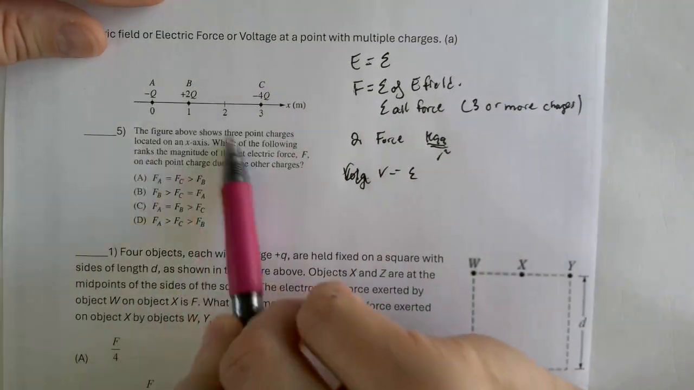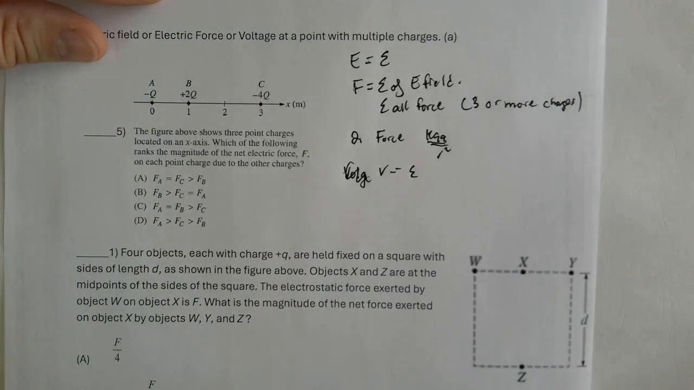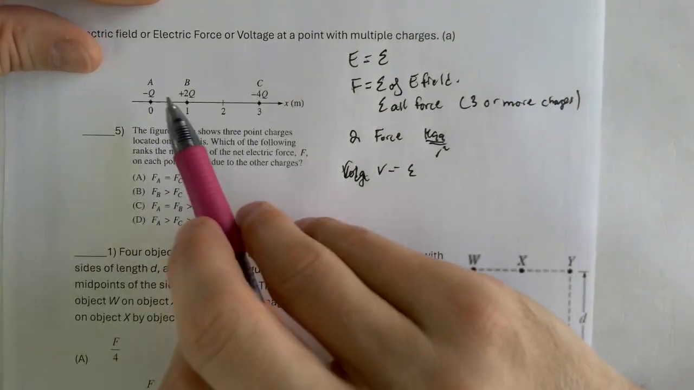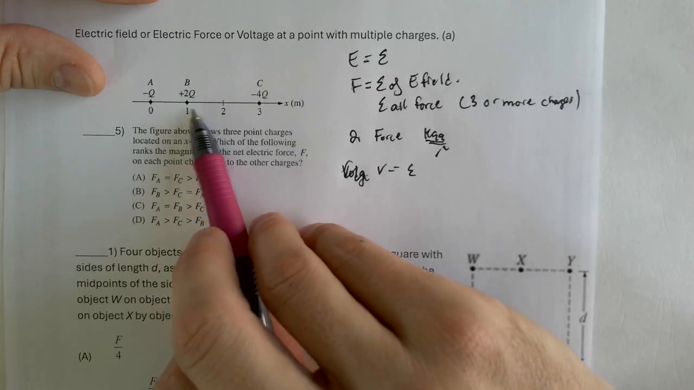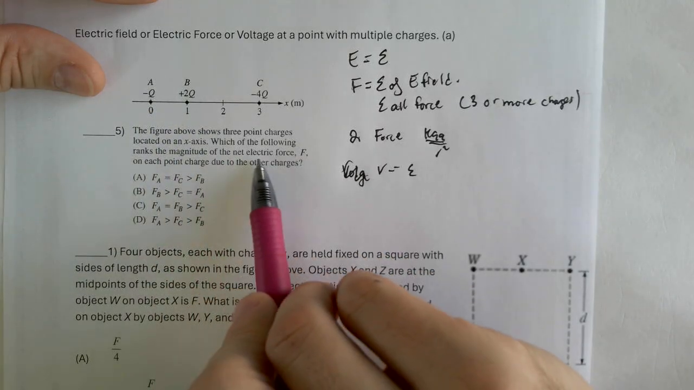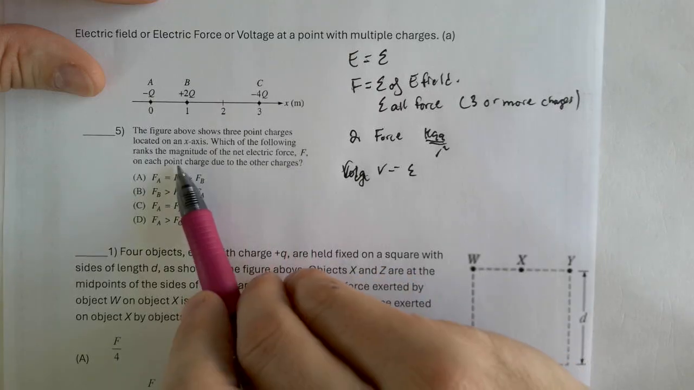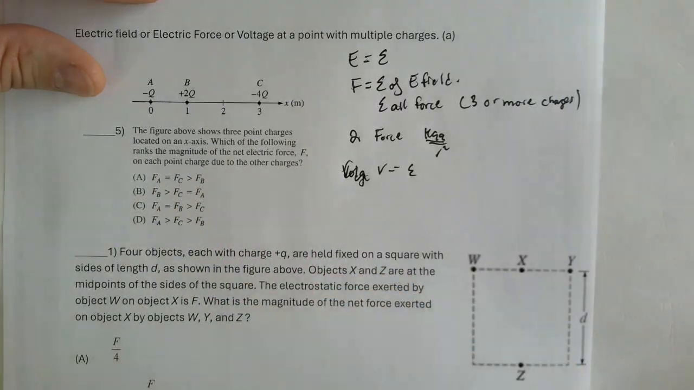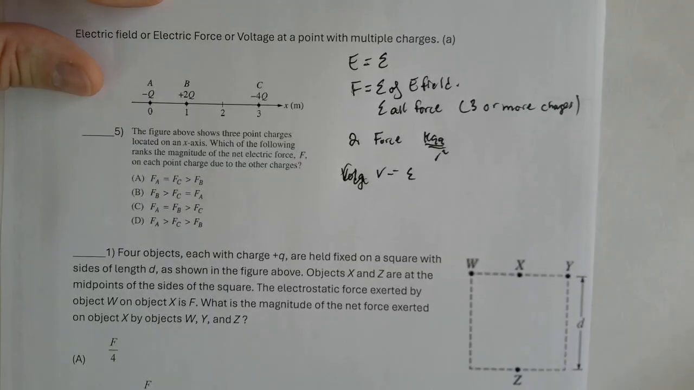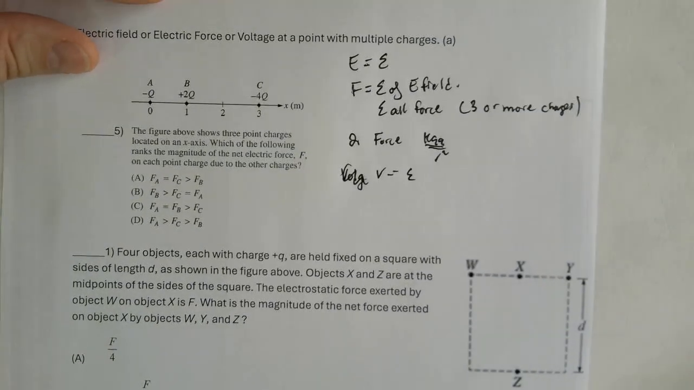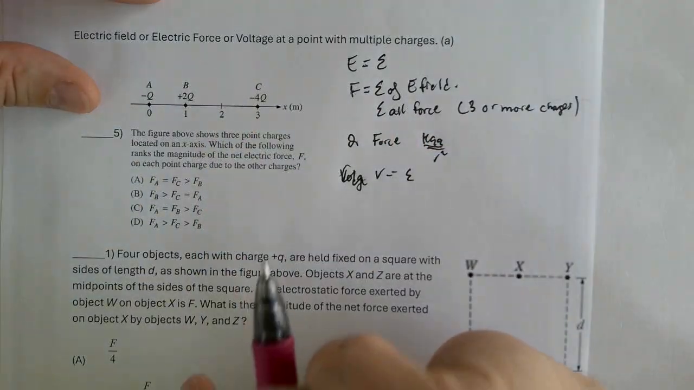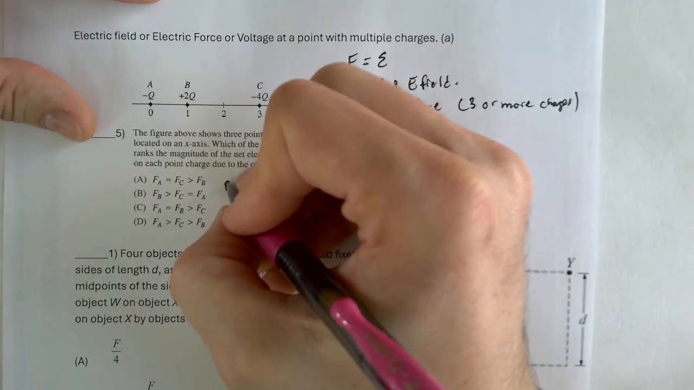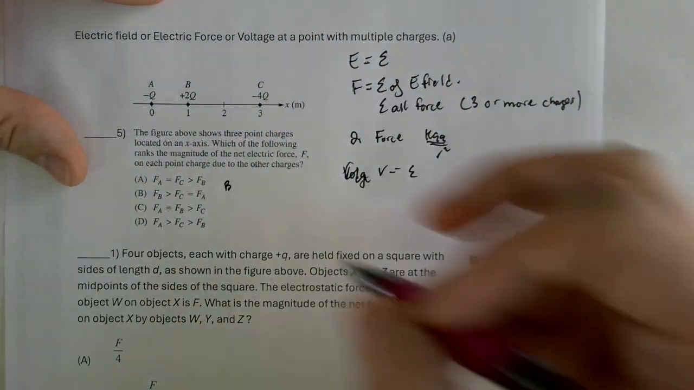So here it's asking about forces. We might not have to do the math, but I think it's smart to do it. Let's see, which one are we trying to do? What is the magnitude of net electric force F on each charge due to the other charges? Okay, so I think we're just going to have to do each and every single one real quickly and then find it. So B is going to be attracted to A. It's also going to be attracted to C. So I'm going to do B first because it's in the middle.